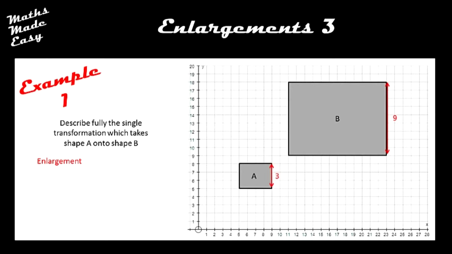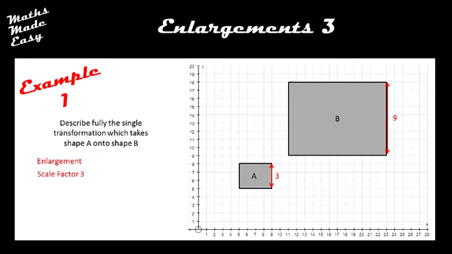The next thing I need to do is to consider how much bigger it's actually got. So I can see by looking at this right hand side, and I can take any of the lengths I want as long as they match up, but I can see from looking at this that it's gone from 3 tall in shape A to 9 units tall in shape B. This means that there is a scale factor of 3. In other words, shape B is 3 times bigger than it was in shape A.